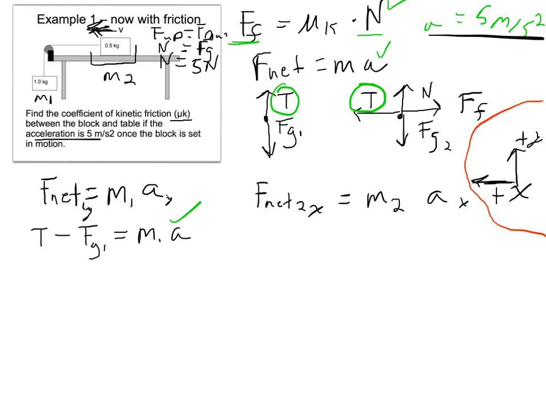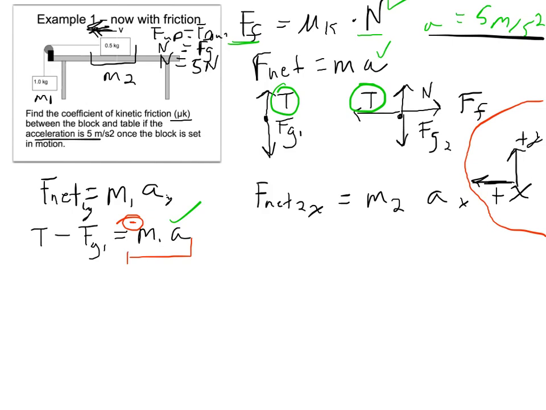Something I notice if I'm going to follow that convention, my box 1 is falling down. Therefore, its acceleration must be negative, making this whole term on the right of the equation negative. Just like gravity being negative, we usually go ahead and put the negative in. The box is falling down, therefore its acceleration is negative, and this term right here becomes negative.